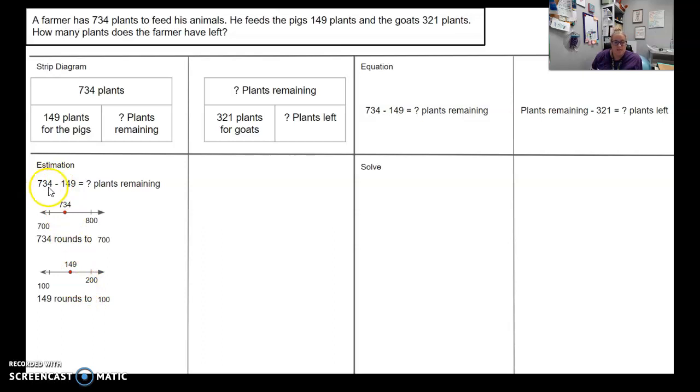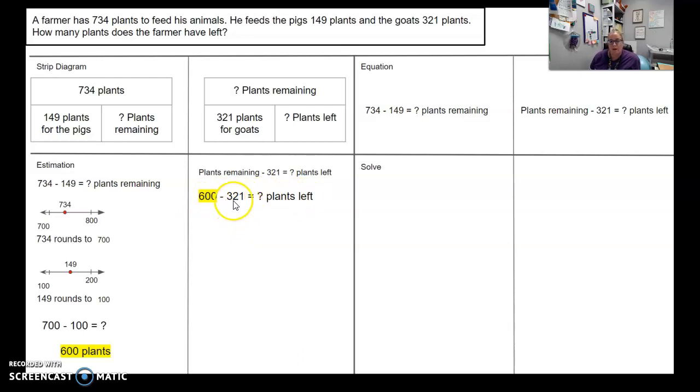Now I'm going to set up my new equation. So instead of it saying 734 minus 149, I'm going to use my new numbers. So I'm going to say 700 minus 100. And when I do 700 minus 100, I get 600. And I'm talking about plants. Now remember, again, I highlighted it because I'm going to use this for my second step. So for my second step, I'm going to go ahead and bring down my equation. So I have plants remaining minus 321 equals question mark. But now I know what the plants remaining is. So I'm going to go ahead and fill in 600. So now it should say 600 minus 321 equals plants left.